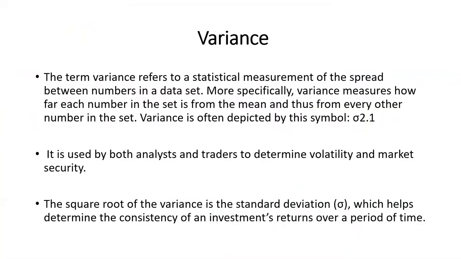Let's understand what is variance. The term variance refers to the statistical measure of the spread between the numbers in a data set. Most specifically, variance measures how far each number in the set is from the mean, and thus from every other number in the same set.